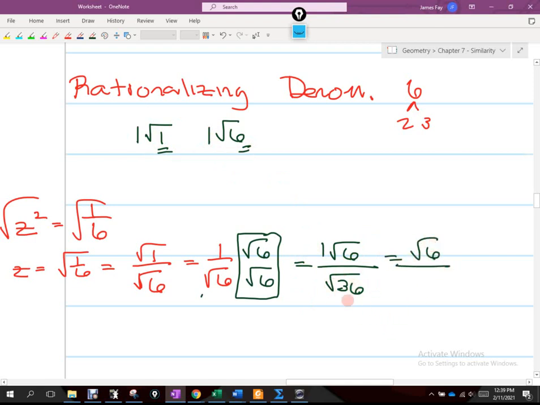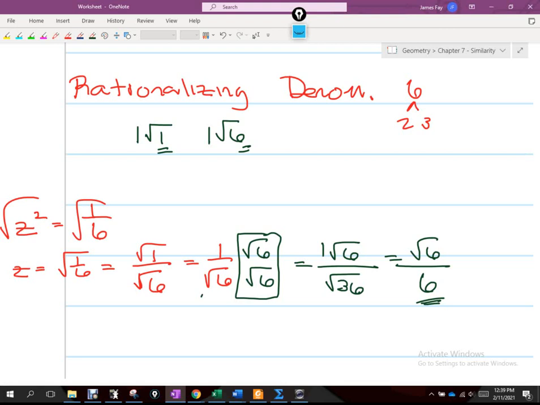And what's the bottom turn into? 6. What kind of number is 6? It's rational now, right? It terminates, okay? So we have taken a denominator that was irrational, and through multiplication by one, we change it to something that is rational. Is that okay?